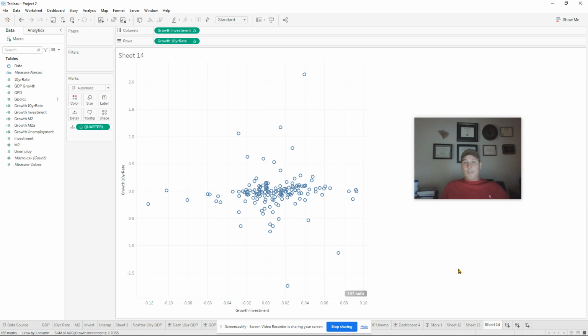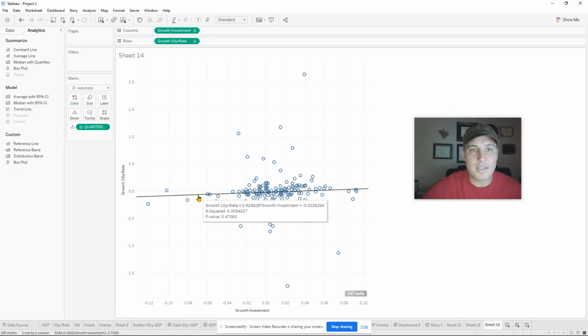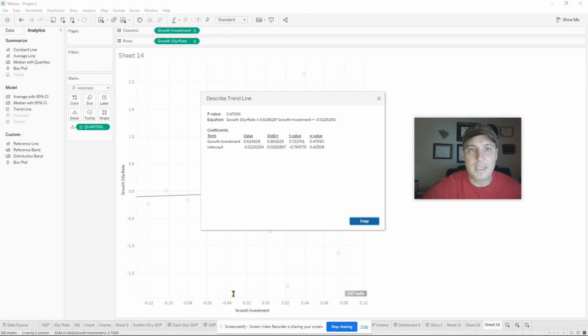Okay. Look at this. This is actually quite a different story, is it not? Now what I've done is I've scattered the growth rate of investment and the growth rate of the 10-year interest rate. And what do we see here? Let's look at analytics and throw a trend line in. It looks like it's showing a positive trend line. But if we describe the trend line, if you have statistics, you see the standard error and the p-value. Actually, it's statistically not different from zero.